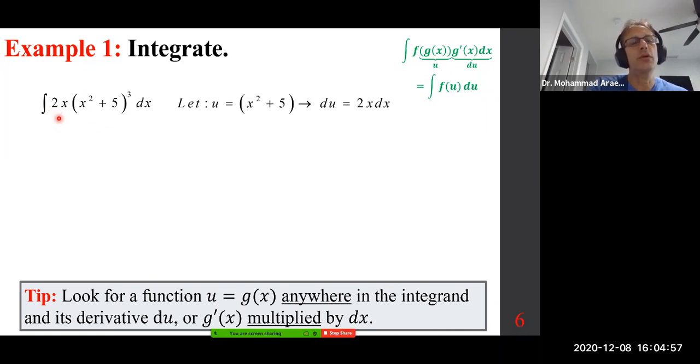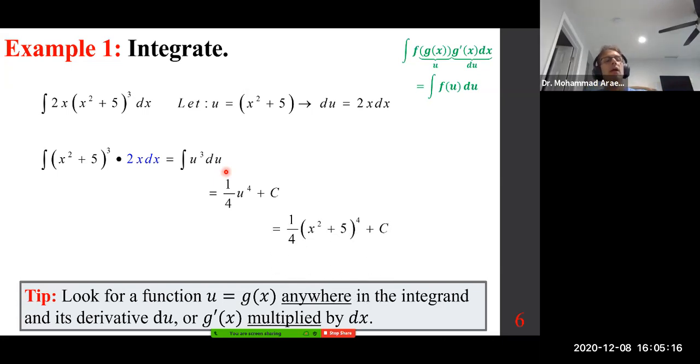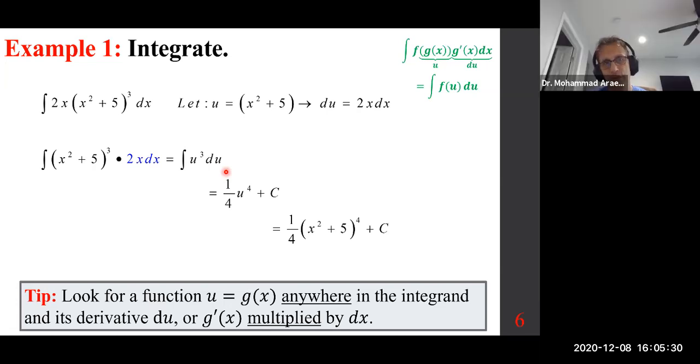Now I'm going to move the 2x next to dx. You don't have to do that, but it is helpful to see that the entire thing put together is du. So you have u cubed du, which is a simple case of a power rule. Replace it, and you're done. This is the essence of a substitution rule, class. If you honestly understood what happened here, all we do is just practice with various examples.